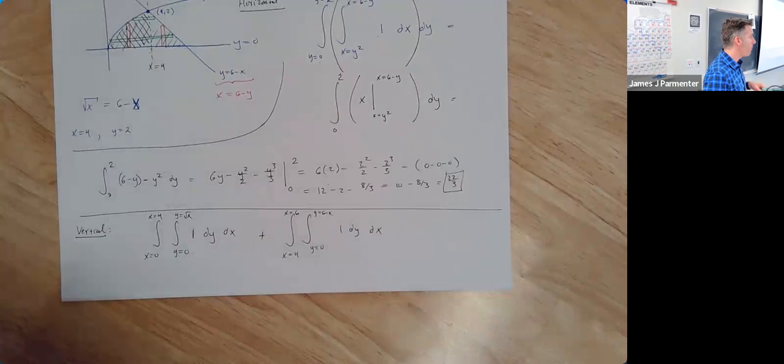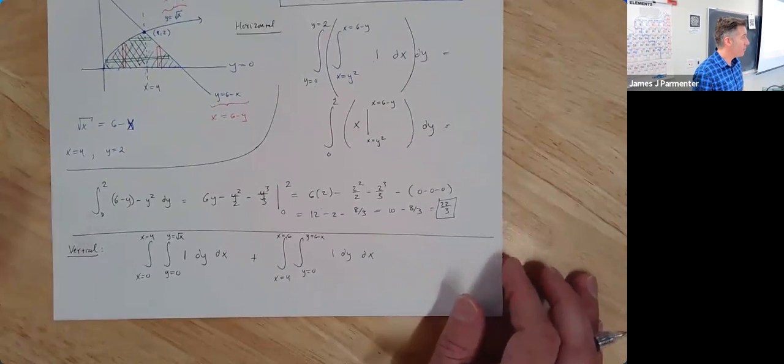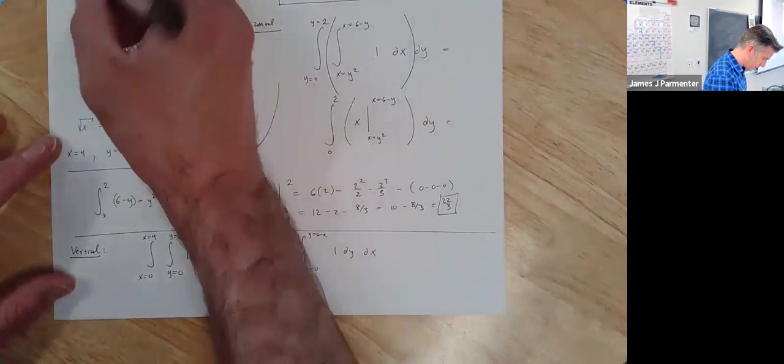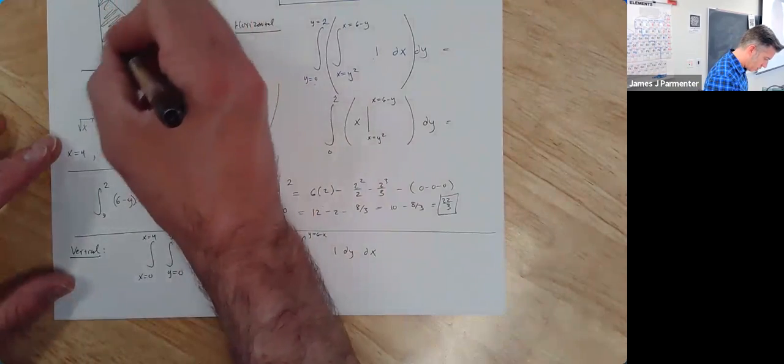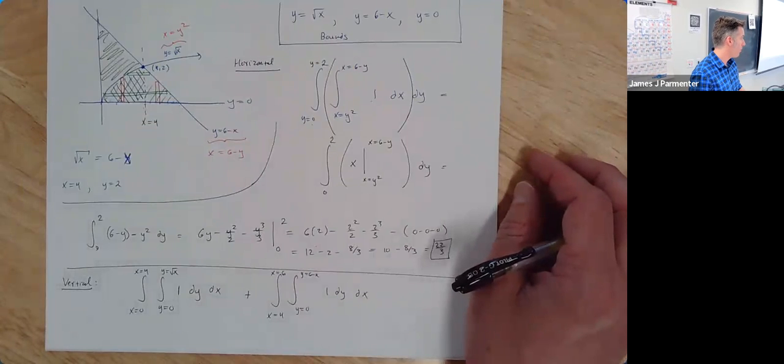I'll just try to make sure I understood it correctly. So as long as the top bounds and the lower bounds are all the same, it's either one. Yeah. Okay. So if instead we were doing this region up here, would we want to use a vertical strip or a horizontal strip to do that one?